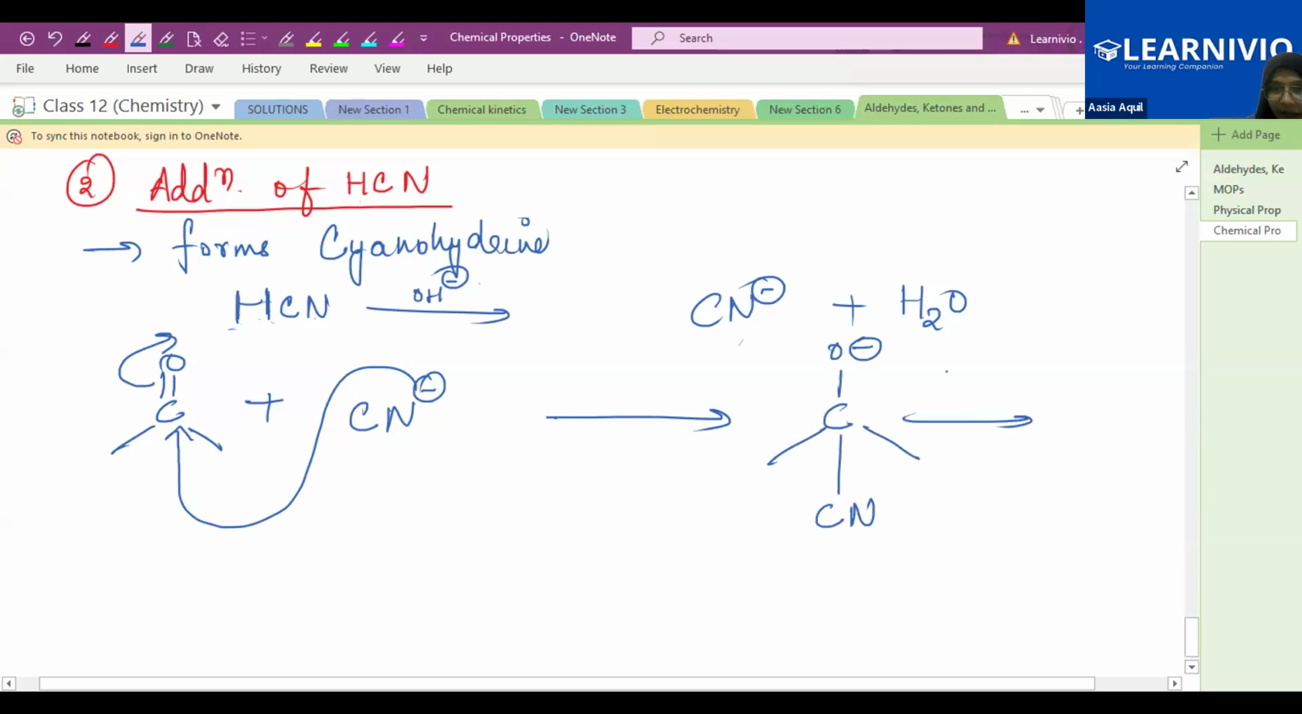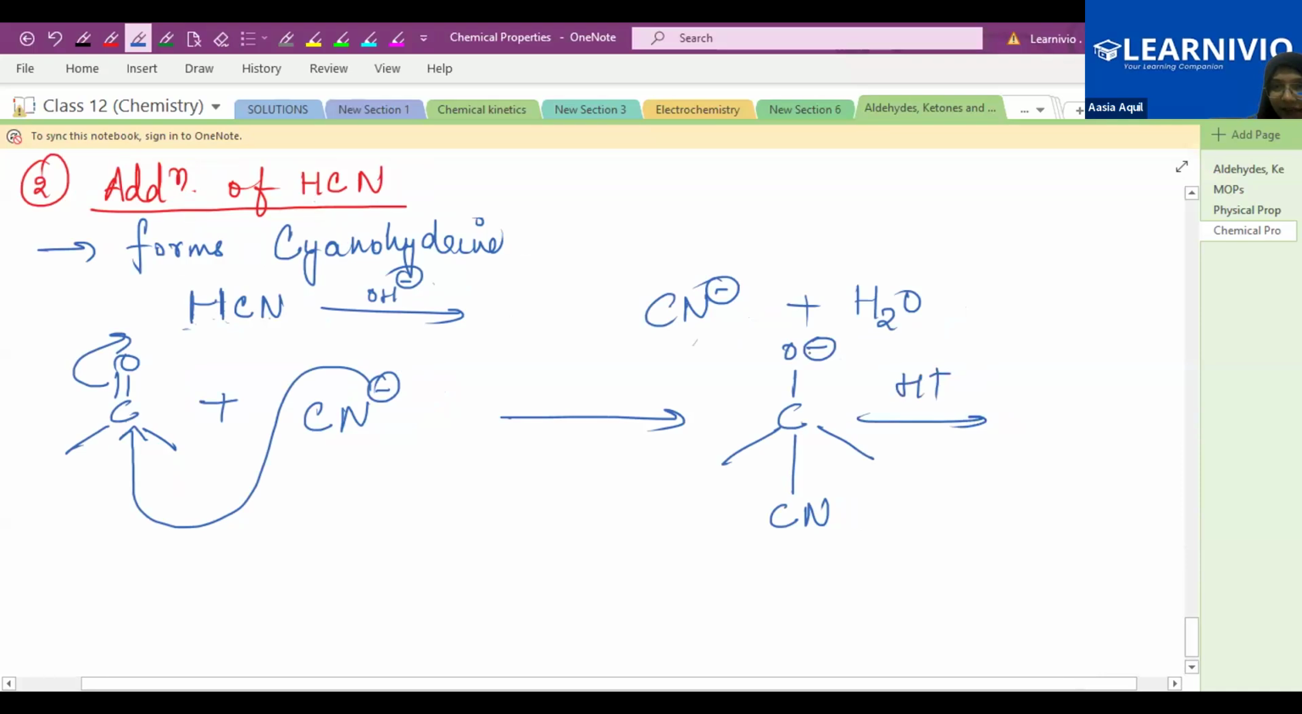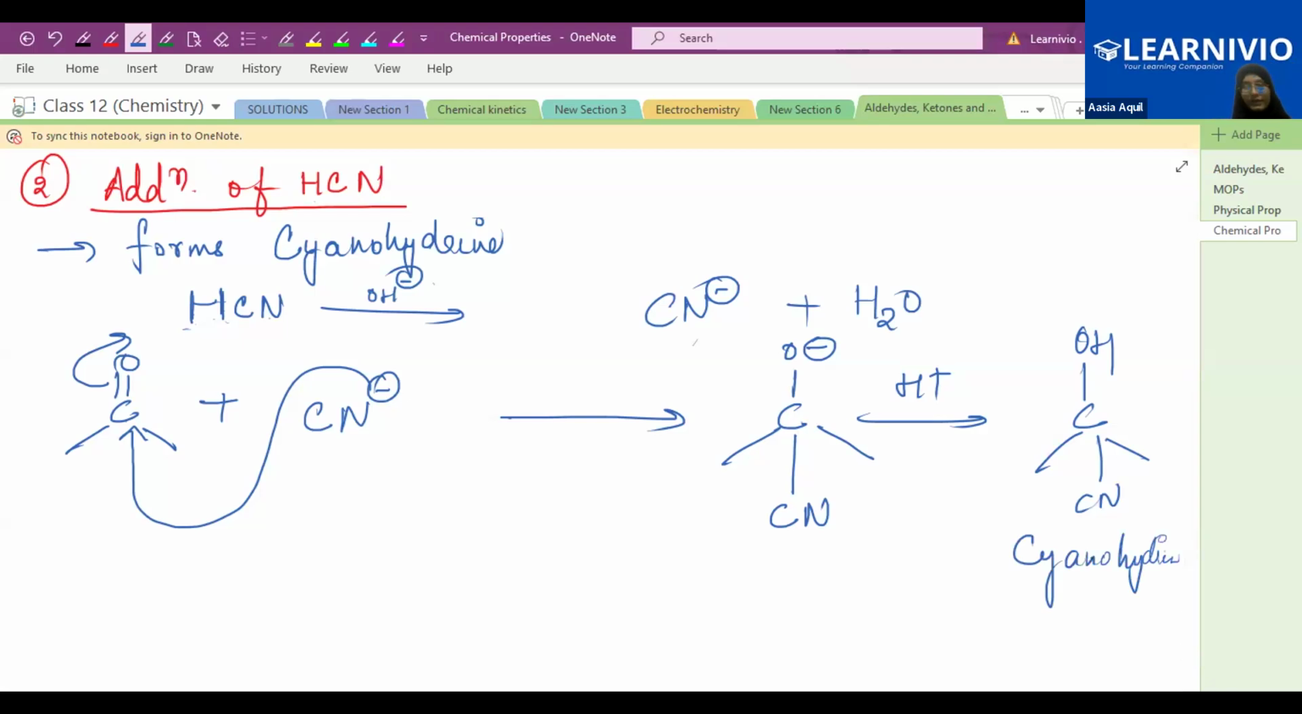In the next step you add H plus, which attaches to this oxygen, and it gives you a cyanohydrin. When the CN group and OH group are both attached to the same carbon, it is a cyanohydrin. So the addition of HCN to a carbonyl compound gives you a cyanohydrin as the product. Clear, Aisha? Yes, ma'am.